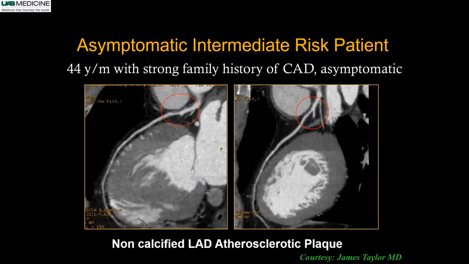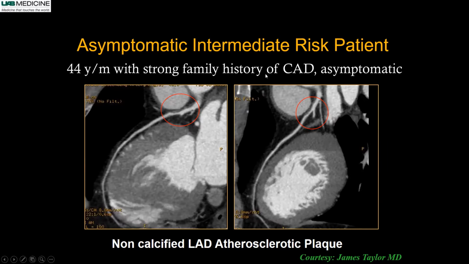Now, moving on to coronary CTA, we don't usually do coronary CTA in patients who are asymptomatic. It is not an appropriate criterion. However, if the patient is willing to pay and they can get it done, studies can be done. So this is one of the examples which was given to me by Dr. Jim Taylor. This is a 44-year-old male who has a very strong family history of coronary artery disease.